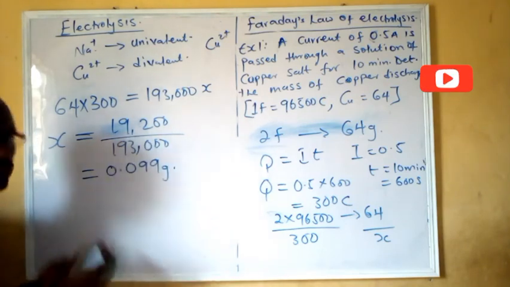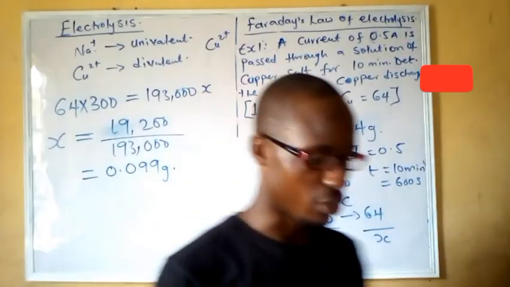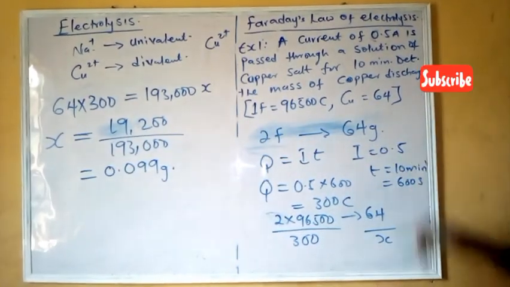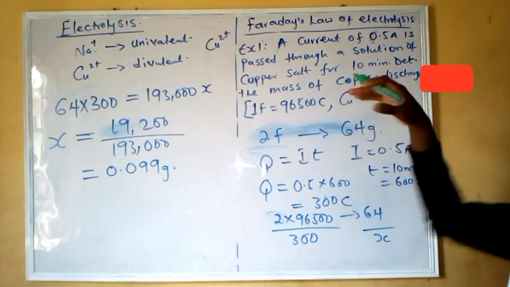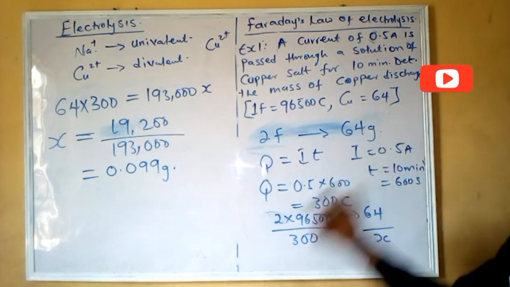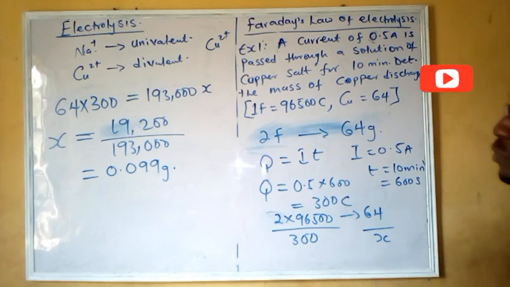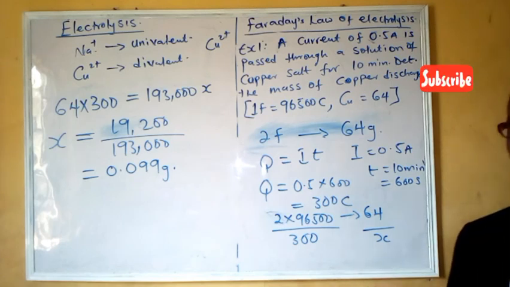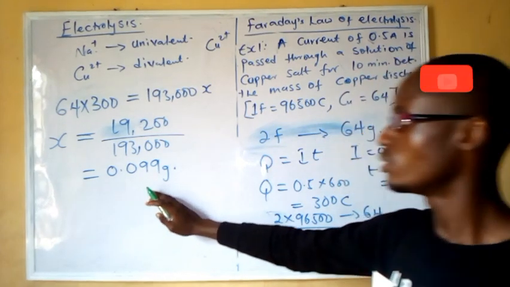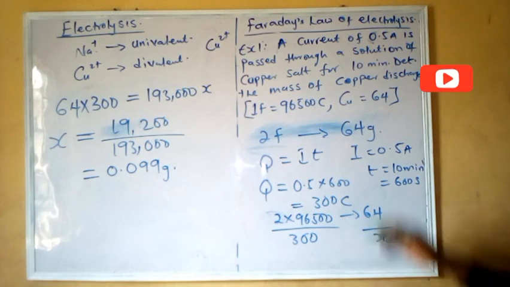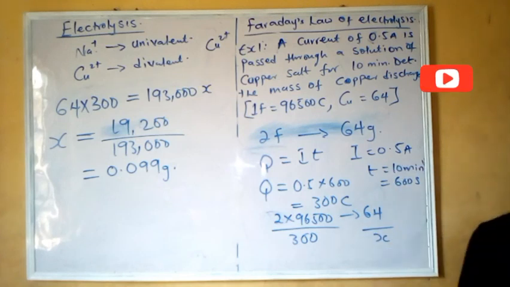0.099 grams. So the amount of copper, not silver, that would be deposited if a current of 0.5 ampere is passed through the solution of copper salt for 10 minutes would be 0.099 gram. So that is just how the analysis is being done.